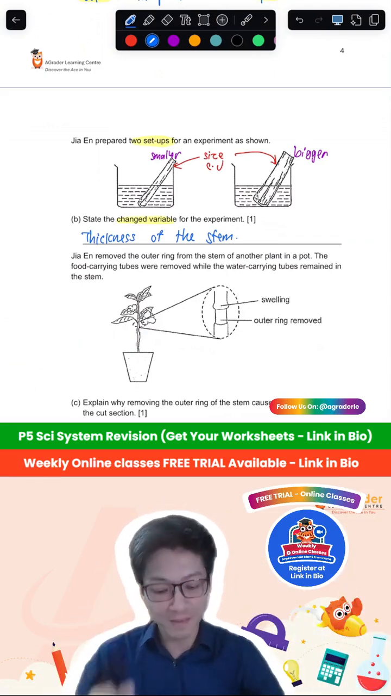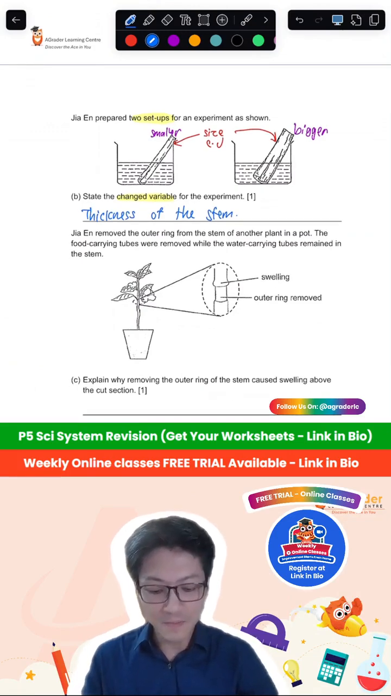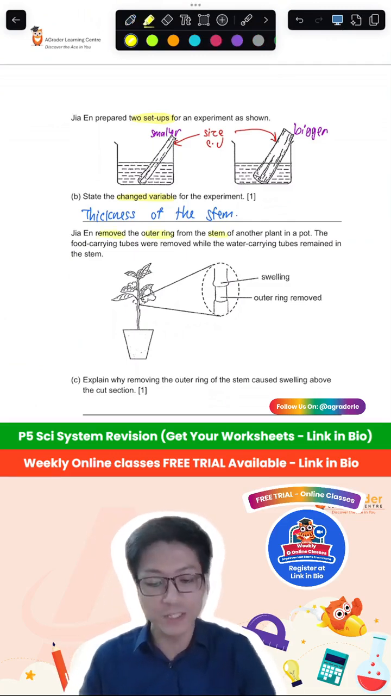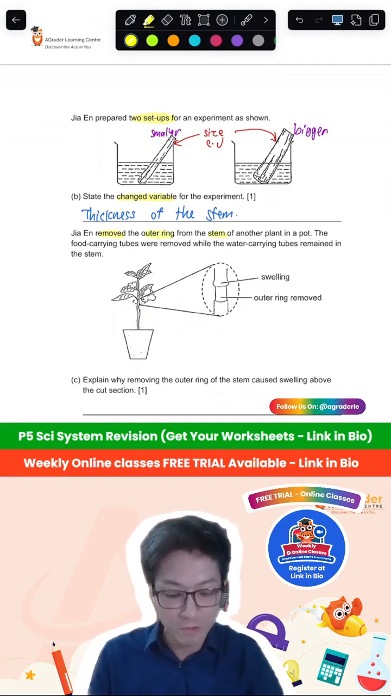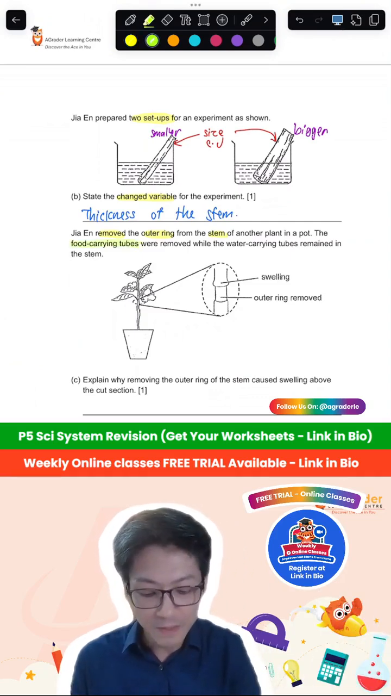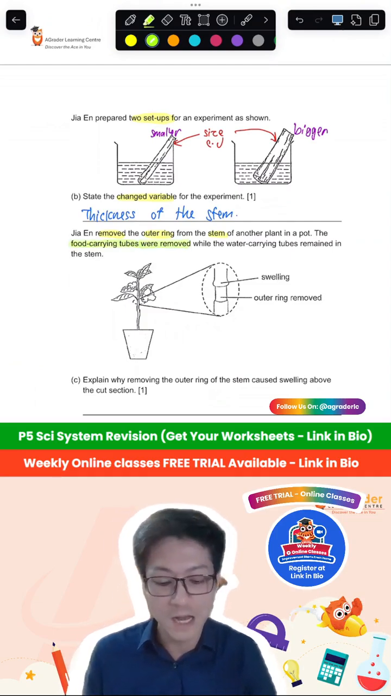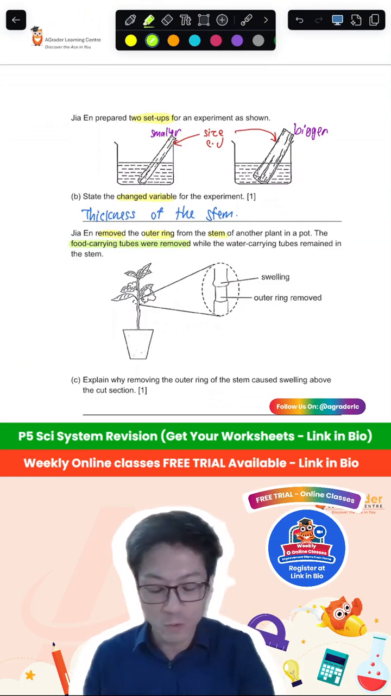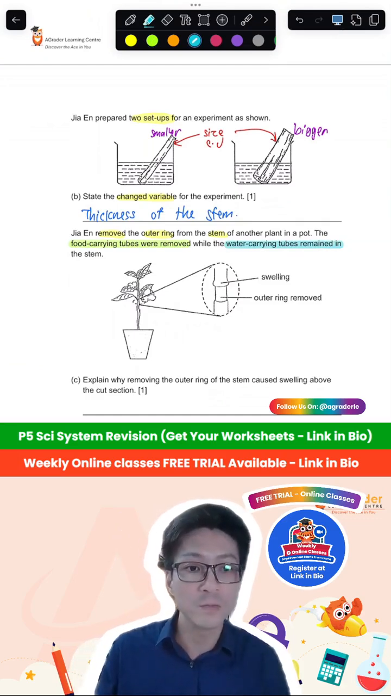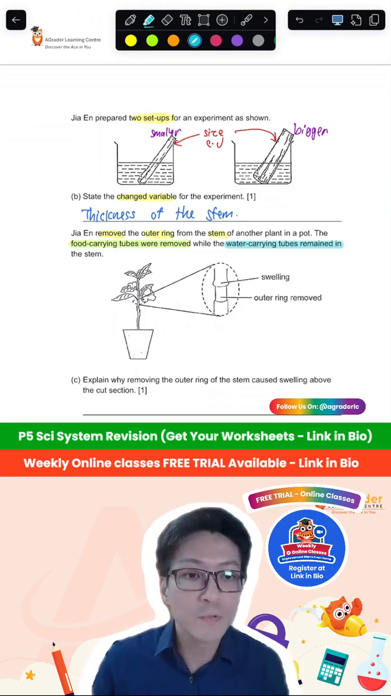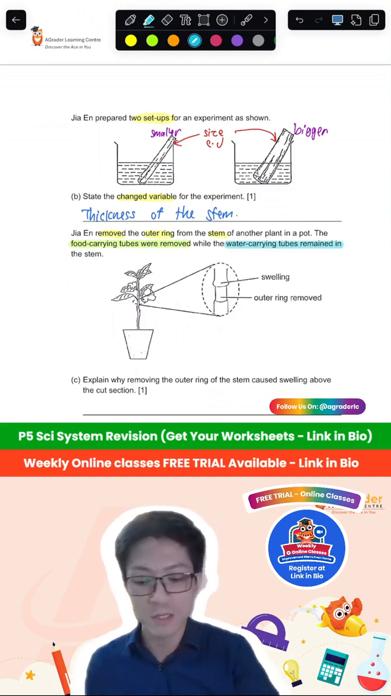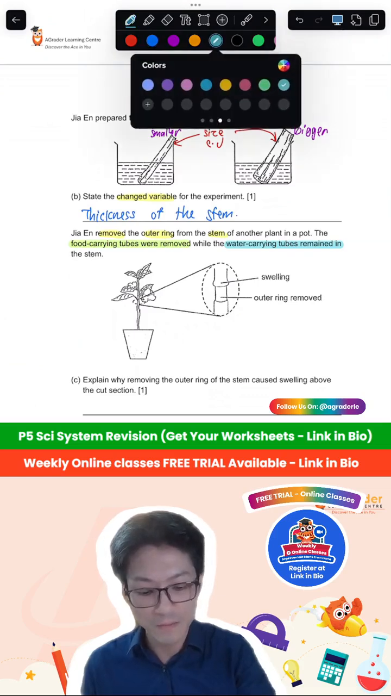All right. So, okay, then next part. Jian removed the outer ring of the stem. Usually when they say outer ring, it means the food carrying tube. But remember to read on, because usually they will specifically tell you that the food carrying tubes were removed, while the water carrying tubes remain intact. So can put size of the stem. Yes, Pei Ting, you can say the size of the stem, no problem. Thickness of the stem or size of the stem is also fine.